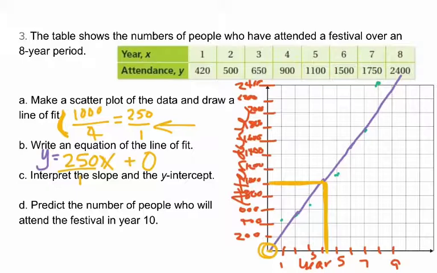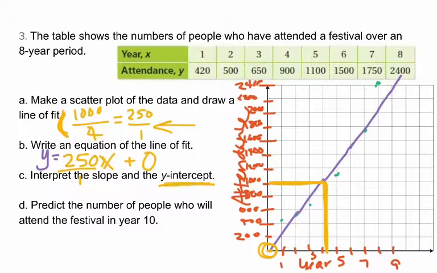Now for C, we got to interpret the slope. So what does 250 over 1 mean? 250 what? 250 people, right? That's the attendance. 250 people per 1 year. So each year we're saying the attendance is going up about 250.